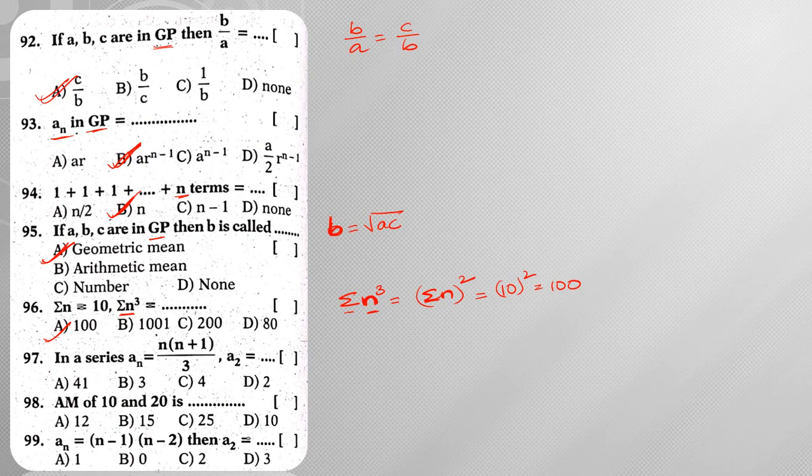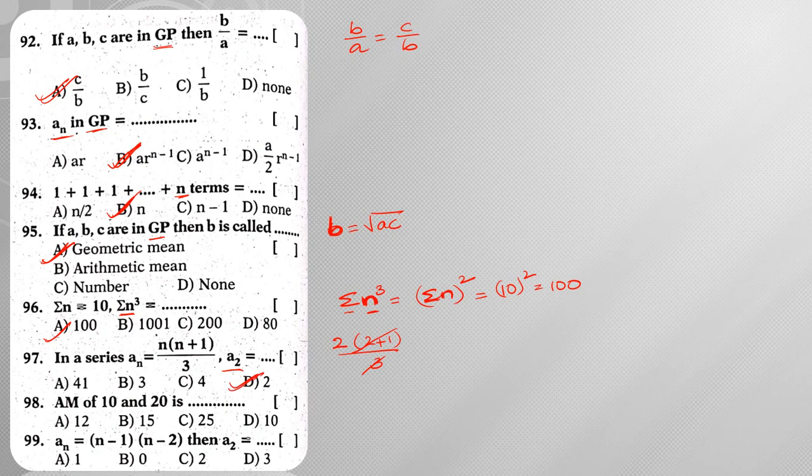Next, in a series, an is given as n into n plus 1 by 3, then what is the value of a2? It is very simple. Simply replace n with 2. So 2 into 2 plus 1 by 3. So 3 will get cancelled. Hence the answer will be 2.